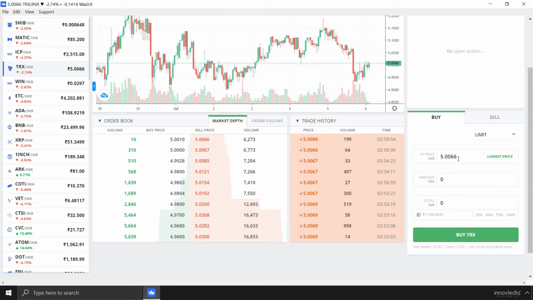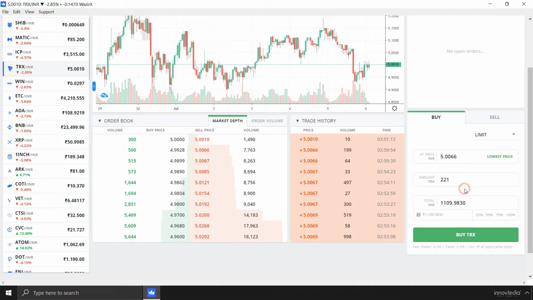One is you can set the amount of Tron you want to buy, or the other way is how much amount you're willing to spend to buy Tron, and that is decided by the amount you have right now in your INR wallet. I have right now 1109 rupees. If I click on 100%, it will mean that I'm going to use 100% of my amount to buy Tron at this price, 5.0066, and that will give me exactly 221 Tron coins.